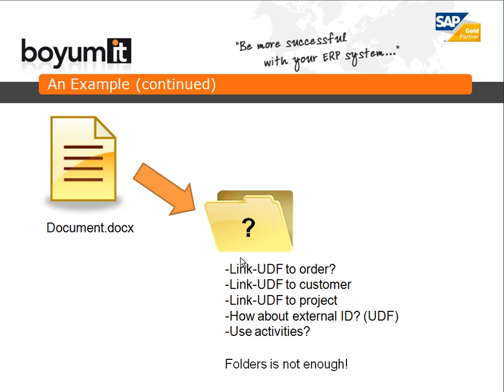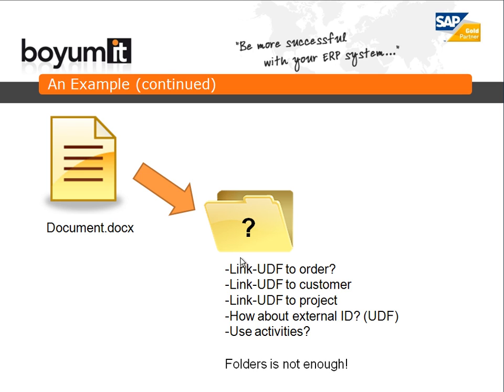We would have the same problem on customer and project level. So if we linked it to the customer, we wouldn't find the order. If we linked it to the project, we wouldn't find the customer. We could also have some problems looking at it using external ID. This ID is not related to SAP in any way. We could of course put it into a user-defined field, but where should we put that? Should it be under order, customer or project?